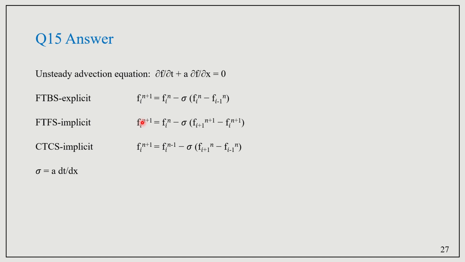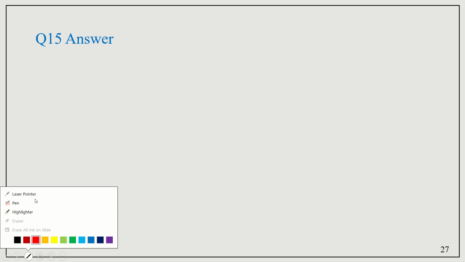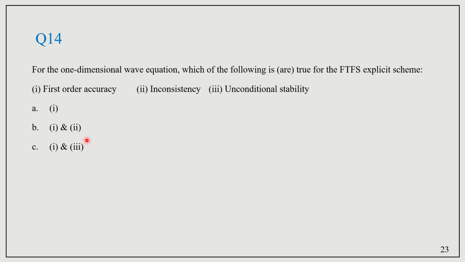We can see that all values are at the n plus 1 time step, so it will be iteratively solved. These are unconditionally stable. The first one is conditionally stable. So it is conditionally stable, unconditionally stable, but all three are consistent. Since these schemes are consistent as well as stable, they will give a converged solution. So that is what is asked in the question.